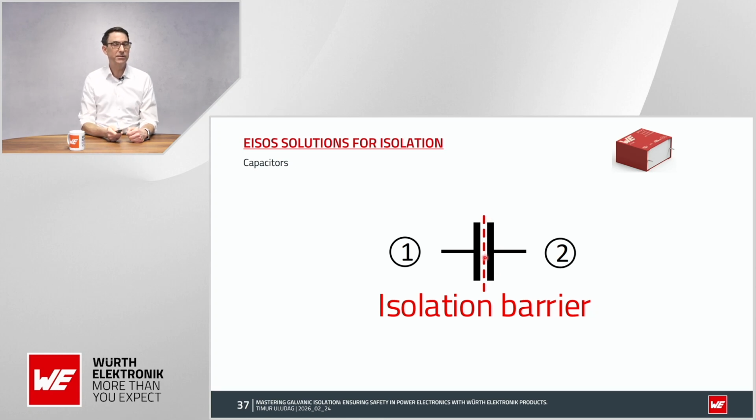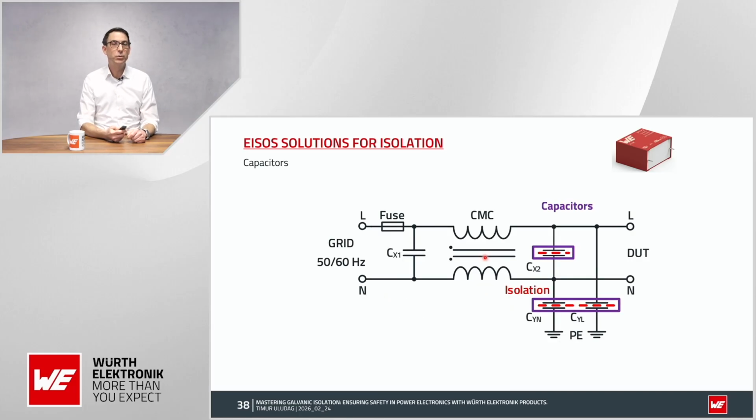Where do we classically use a capacitor in terms of galvanic isolation? We use them in the primary side of a power supply. Here you have got L, N, fuse, and then you have got your Cx, the X capacitor between L and N, or between L, N, and here protective earth.